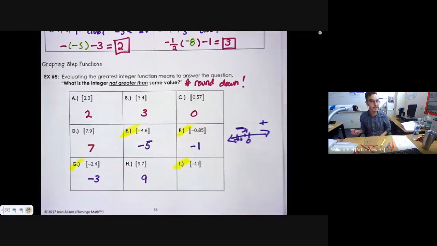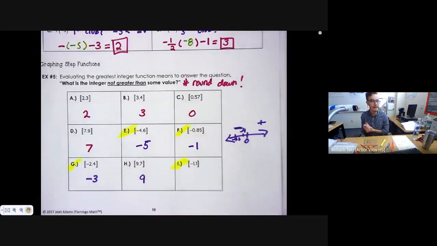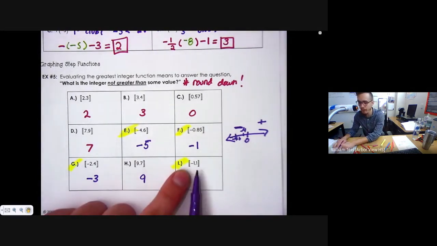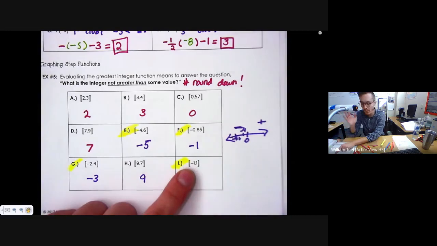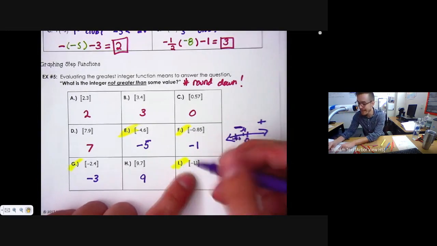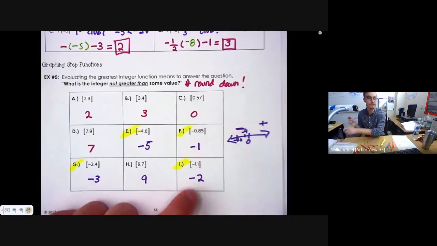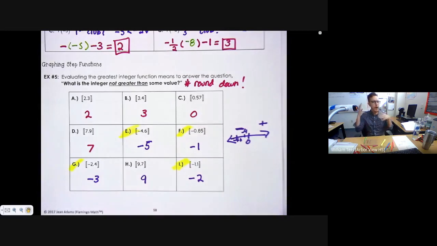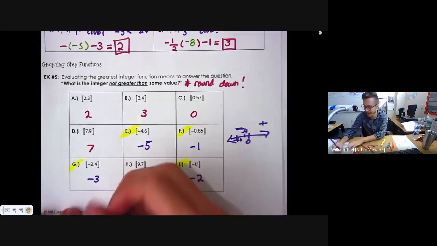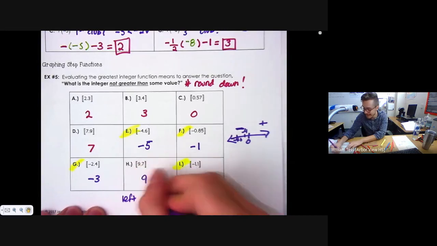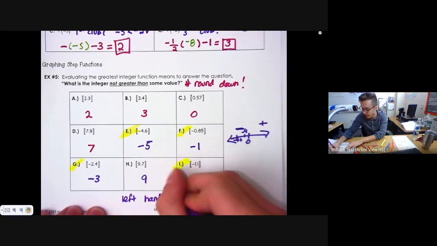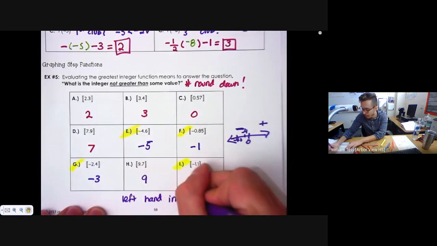Part I, we're going back to negatives. Negative 1.1. Now, if we're looking at negative 1.1, I want the integer that's more to the left on the number line. So that is going to be negative 2. So if you need to, always visualize that number line, which integer falls to the left-hand side of that decimal on the number line. So I'm going to write left-hand integer on number line.